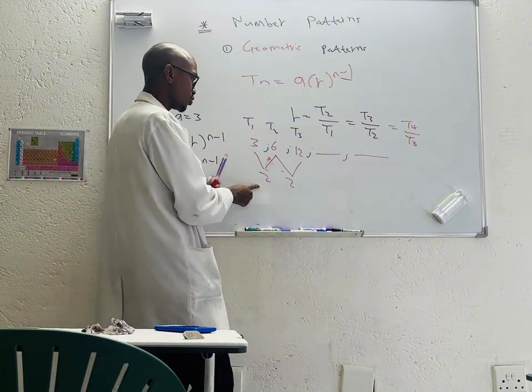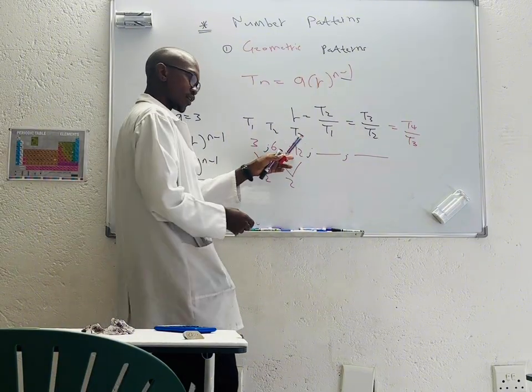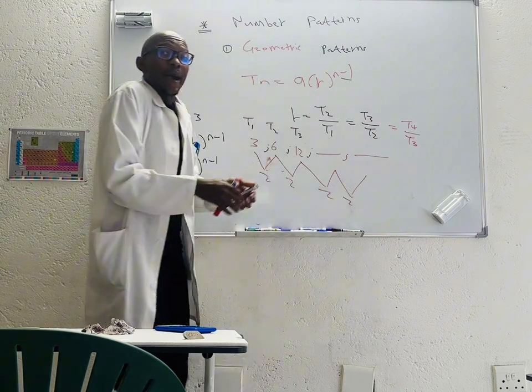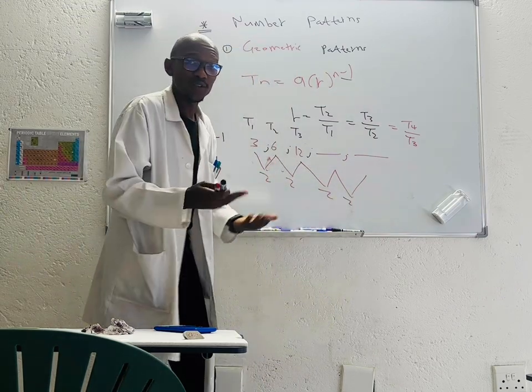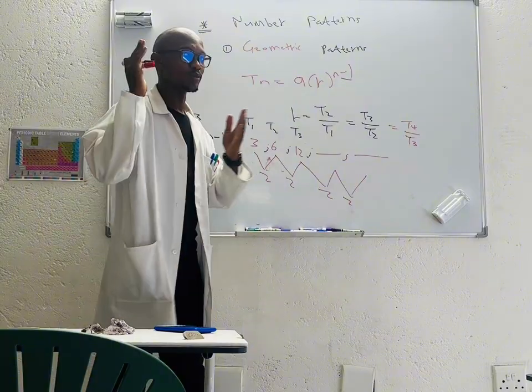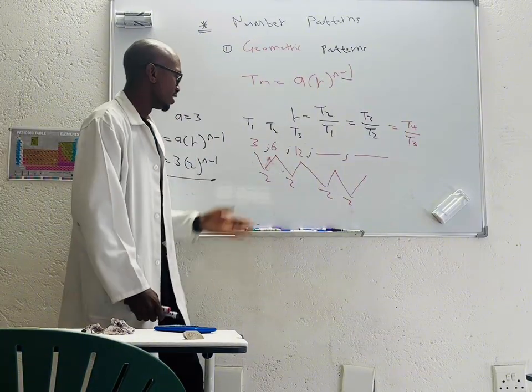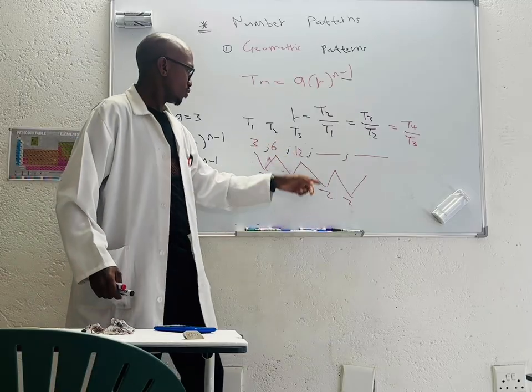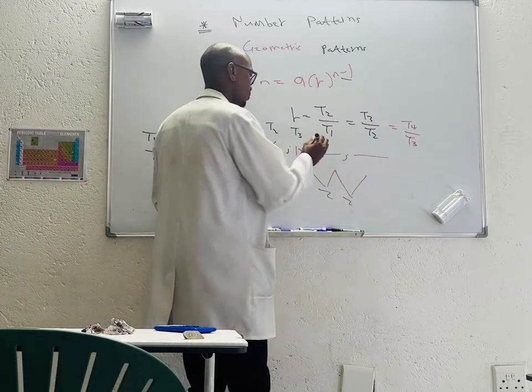Okay, so 3 times 2, 6. 6 times 2, 12. I still have 2 everywhere, because I'm dealing with the common ratio, the constant ratio, because I'm dealing with a geometric pattern or geometric sequence. So 3 times 2, 6. 6 times 2, 12. 12 times 2, 24.